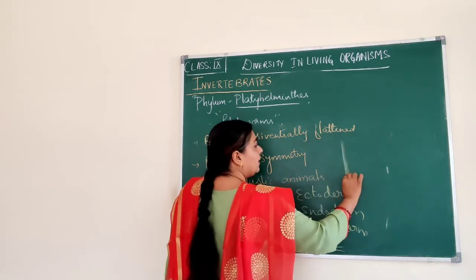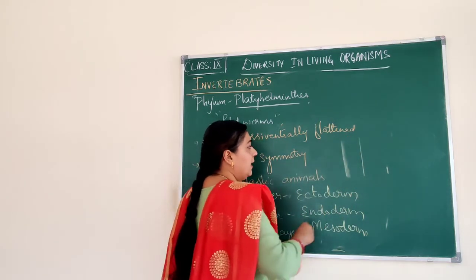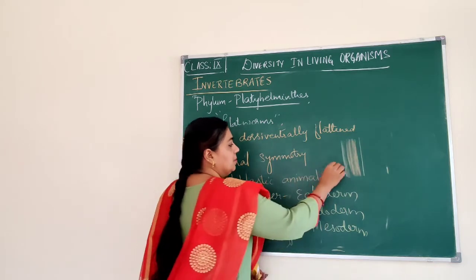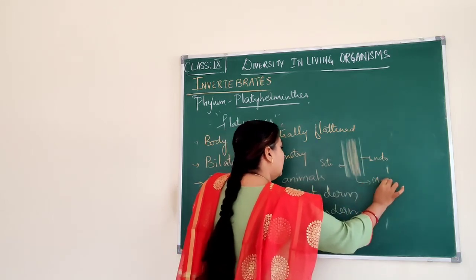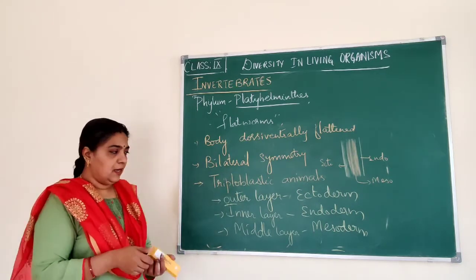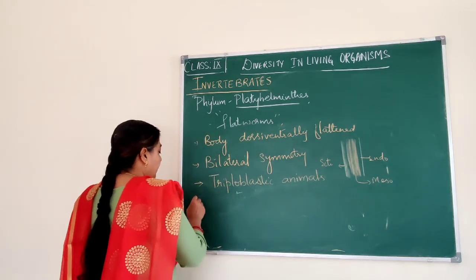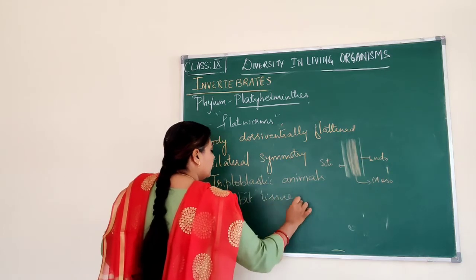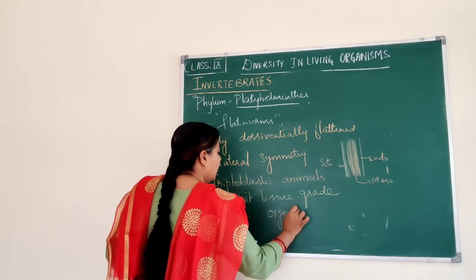Okay, so the outer layer ectoderm, inner layer endoderm, in between the ecto and endo, there is one more layer present. This layer is called mesoderm. So this is ectoderm, this is endoderm, and this is mesoderm. Okay, so the body is made up of 3 layers. That's why they are called triploblastic animals. And from this we come to know that these are tissue grade. They exhibit tissue grade organization. So from here the formation of tissue started.